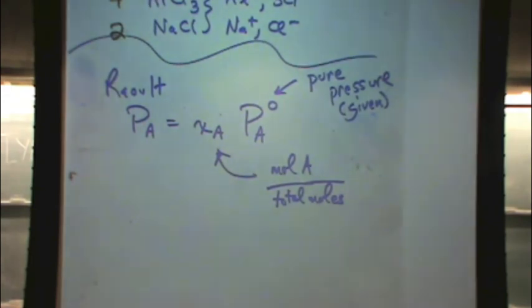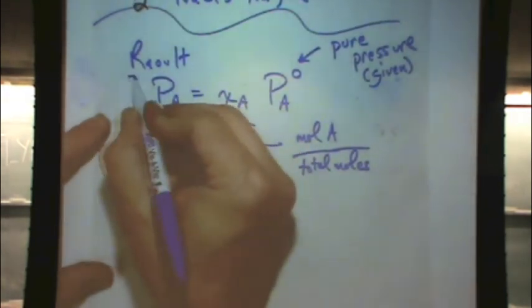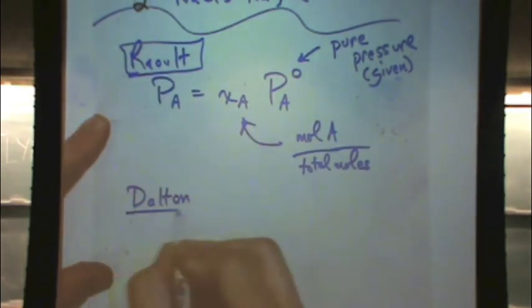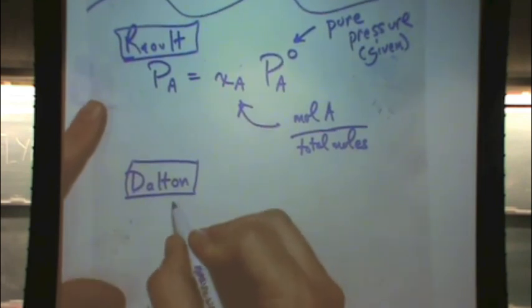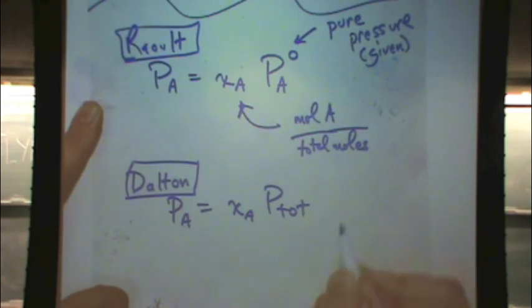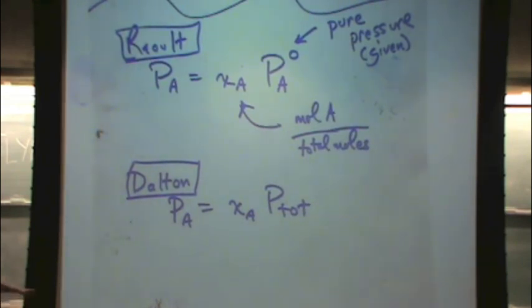I don't know if you vaguely remember, or if our sub Josh mentioned Dalton's law. It looks almost identical. Dalton's law would look like this. P total represents the total pressure of the gas. PA, same PA, those two are the same. This is the partial pressure of A above the solution. And XA, they're both mole fractions, but they mean different things.